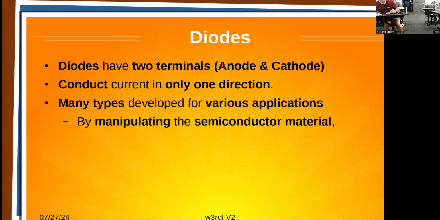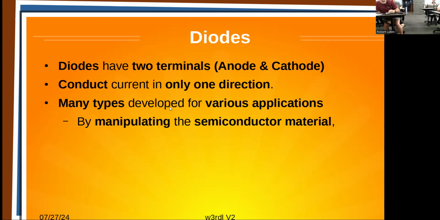So diodes are two-terminal devices. They have what we call an anode and a cathode. They conduct current in only one direction up to a point, because in the case of a Zener diode, it will conduct in the reverse direction when you get it up to the Zener voltage.